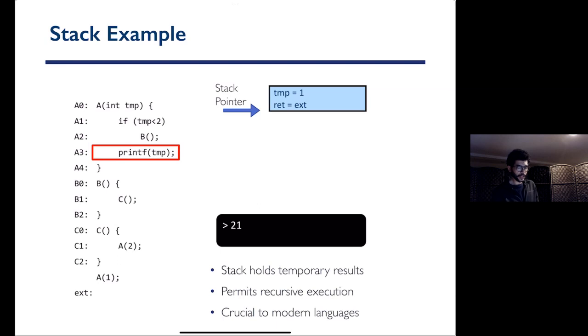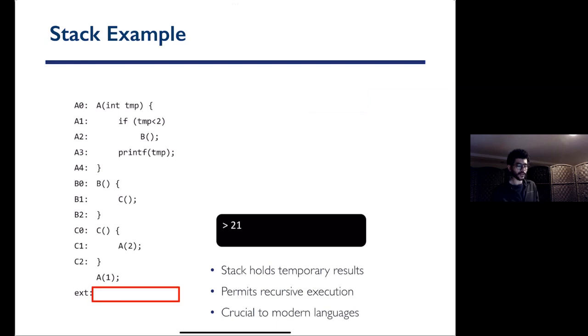Now I go to A3 and I print what is in A3, which is 1. Next stop is A4. And A4 is also a return from function A. Again, where do I go? I look at the top of the stack. It's ext. So I return to ext.